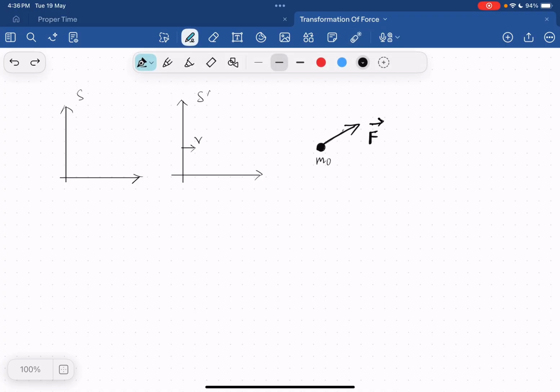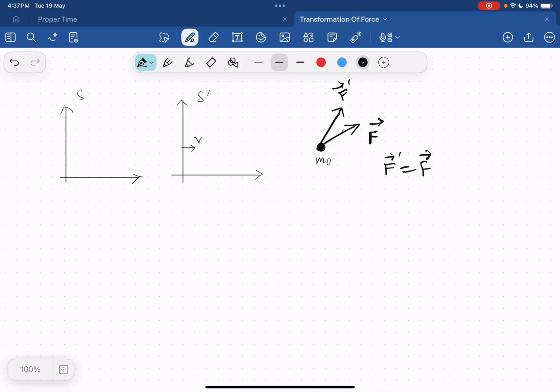The force being acted on the object as seen by an observer in S frame is F, then the force being acted on the same object as seen from some other inertial frame S prime, which is moving with some relative velocity v with respect to S, may be different. It may be something like F prime, and in general, F prime is of course not equal to F.